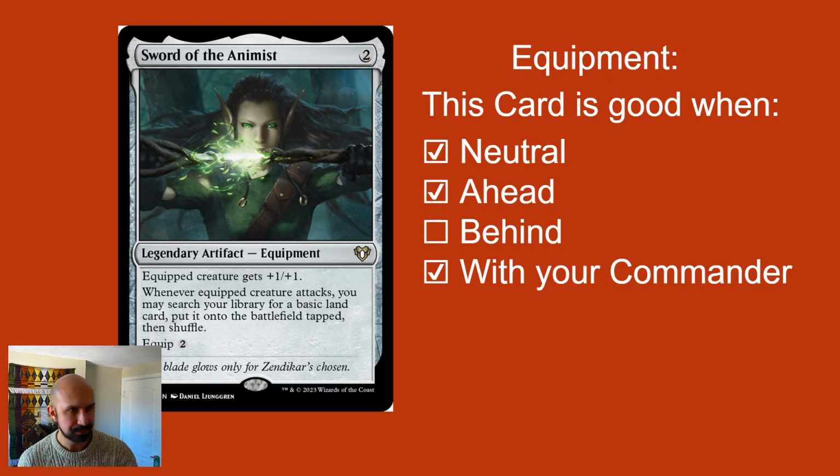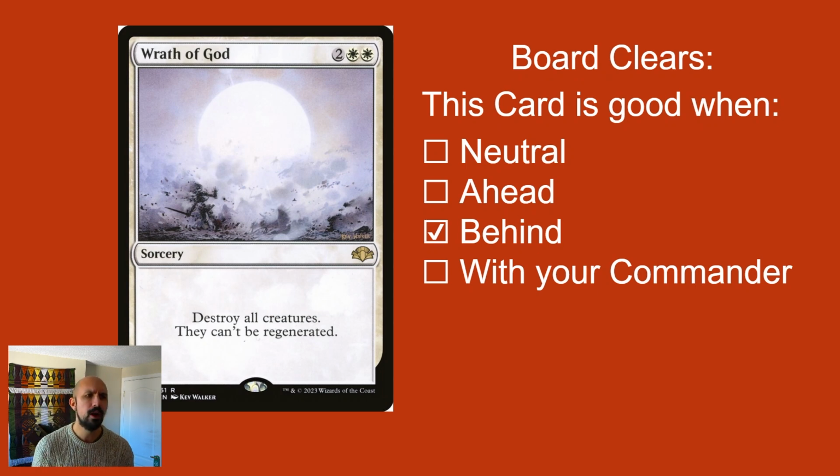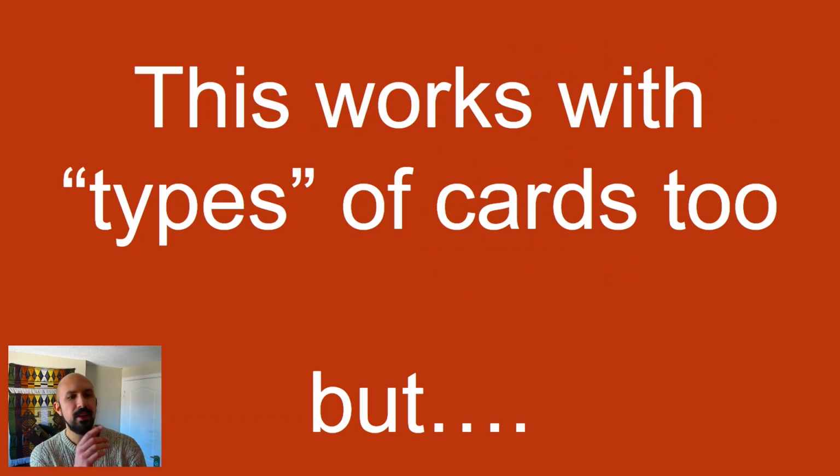That kind of sucks. Likewise, though we mentioned this before, Wrath of God and these board clear effects are almost universally in that behind category, because if you have 30 creatures and no indestructibility and your opponents have 10 creatures each, well, you don't want to cast that Wrath. You're ahead. You don't want to give up that parity. Yes, I know exceptions exist. You and I, viewer, we know exceptions exist, but once again, this is a general idea. Speaking of those exceptions though, this works with types of cards too, does have a but.